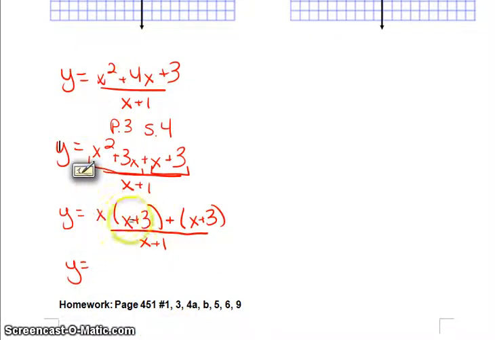Then from here, we'll take out that other common factor of x plus 3. So we have x plus 3. And what we're left with is x plus 1. And that's divided by x plus 1.